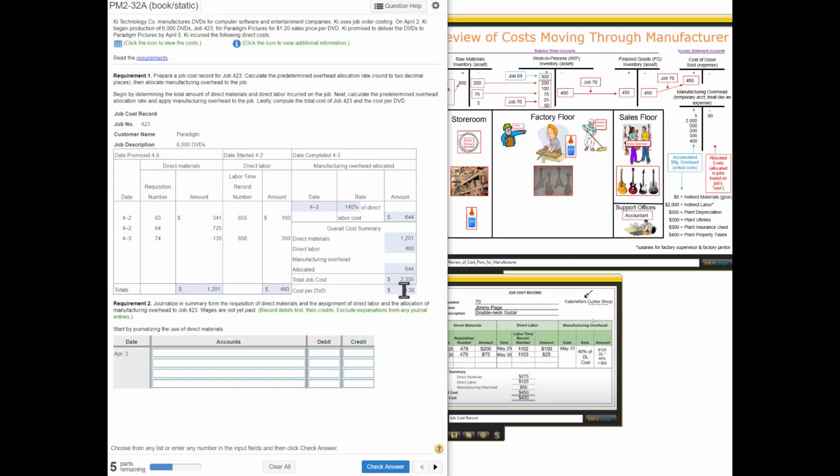So remember, the DVDs cost us 38 cents per DVD to make, and we're going to sell them for $1.20 each. So that's a pretty good markup. I wouldn't mind being in that business.